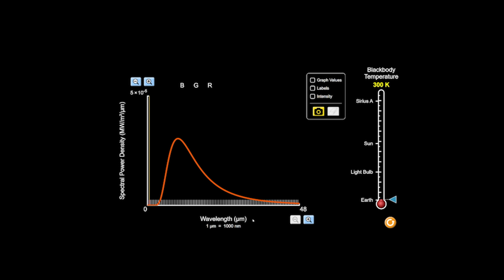There is a visible spectrum marked on the graph to give you an idea of how that wavelength compares with that of visible light. You can see that at these temperatures, all the wavelengths given off are much longer than that of visible light. We say this is the infrared part of the spectrum.